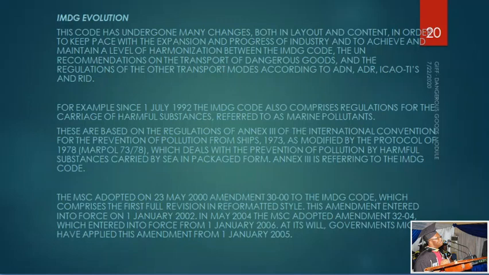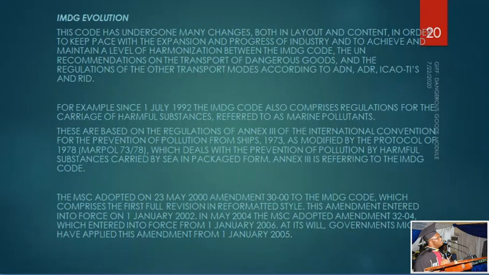For example, since July 1, 1992, the IMDG Code also comprised regulations for the carriage of harmful substances referred to as marine pollutants. These are based on the regulations of Annex 3 of the International Convention for the Prevention of Pollution from Ships, 1973, as modified by the Protocol of 1978, MARPOL 73/78, which deals with the prevention of pollution by harmful substances carried by sea in package form. Annex 3 is referred to in the IMDG Code here.